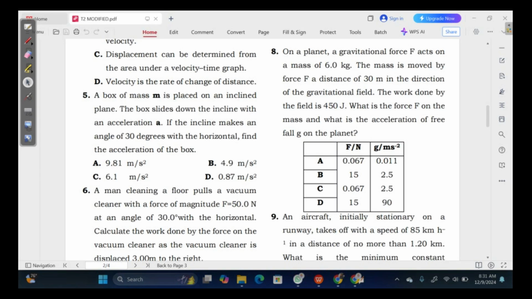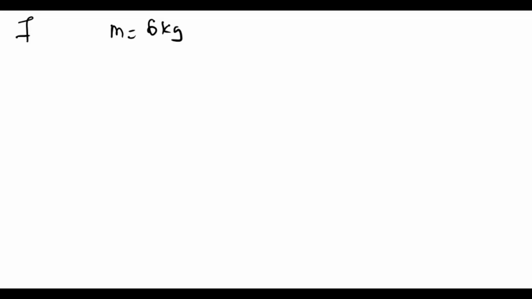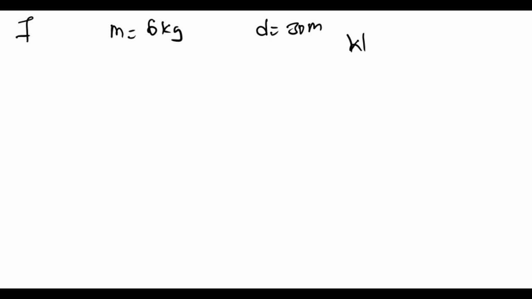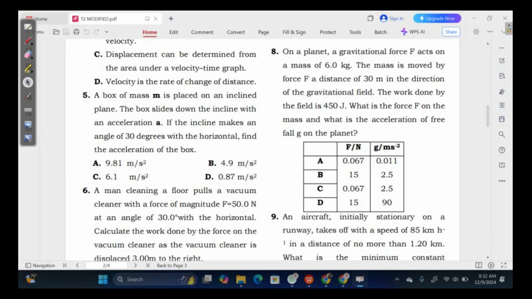Okay, what else? They are saying that the mass is moved by the force F at a distance of 30 meters. So this is what we were talking about yesterday, the distance of 30 meters. The question they are asking us is, they are saying that the work done by the field is 450 joules. So the work done is 450 joules.